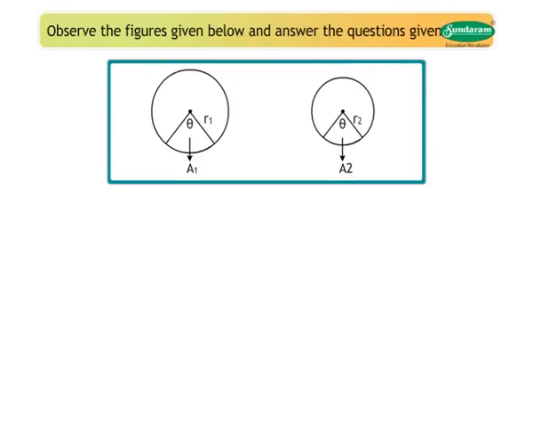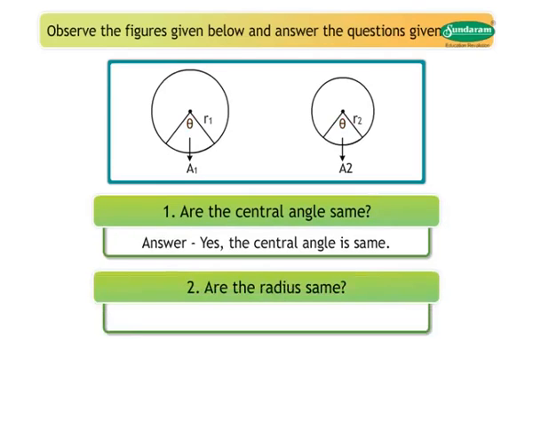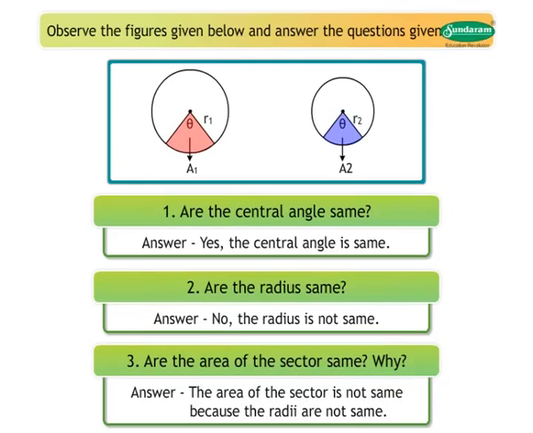Look at figure 1. Number 1. Are the central angles same? Answer. Yes, the central angle is same. Number 2. Are the radii same? Answer. No, the radius is not same. Number 3. Is the area of the sector same? Why? Answer. The area of the sector is not same because the radii are not same.